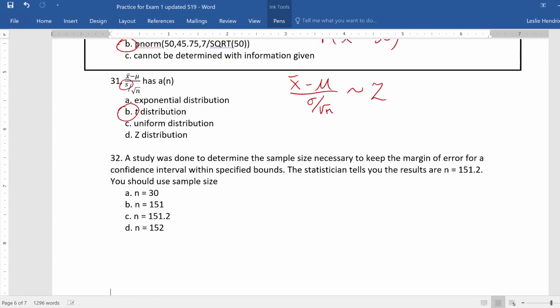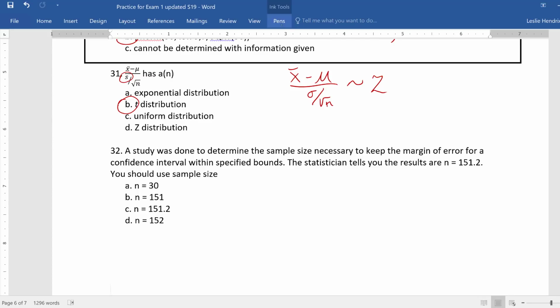All right, if you're doing a study to determine sample size and you come out with recommending your n is 151.2, the rule is that because you were solving for an inequality, you need to round up. You can't have 0.2 of a person, so you need to round up to the next whole number of 152.